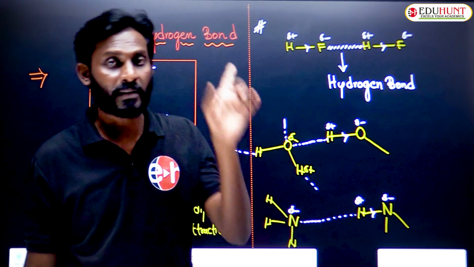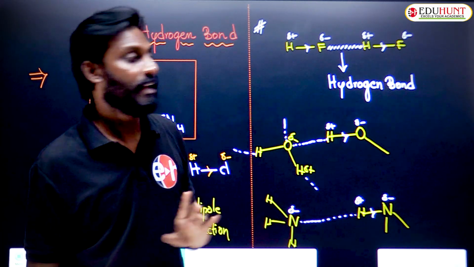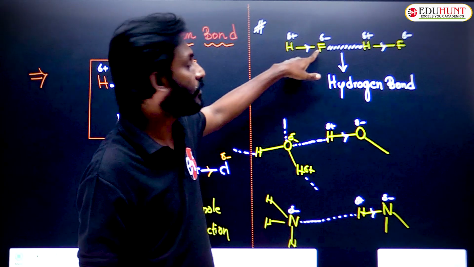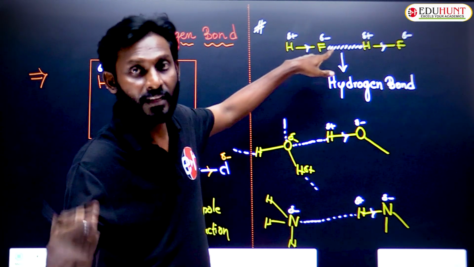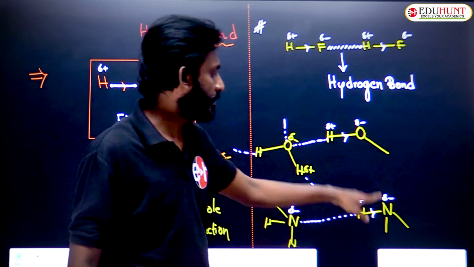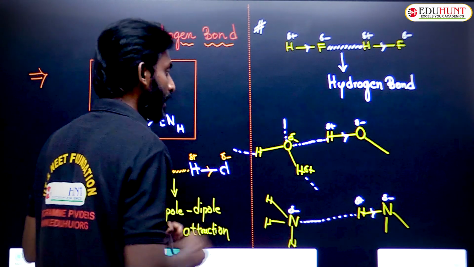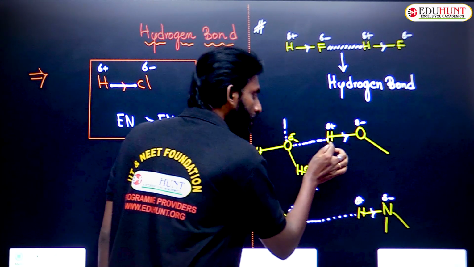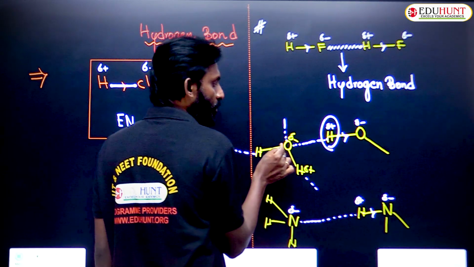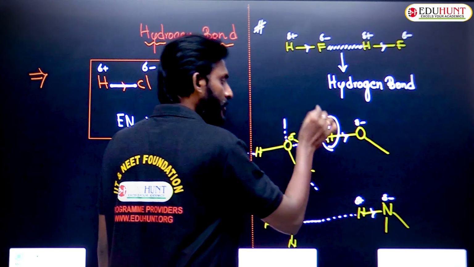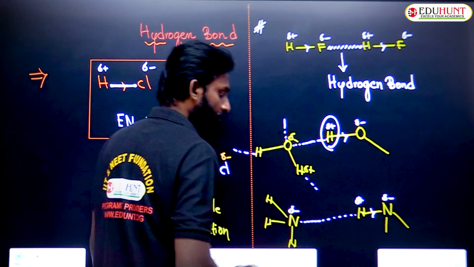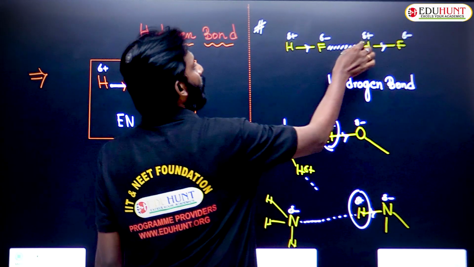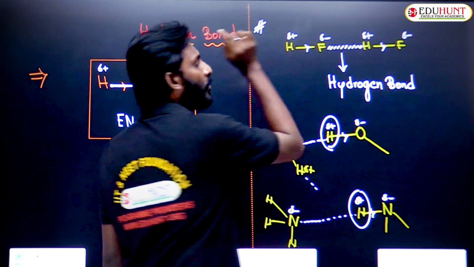See, in every case, this is a must: hydrogen with partial positive charge, and a partially negative charged, more electronegative atom like fluorine, oxygen, nitrogen. Here, the hydrogen bond is present between partially positive charged hydrogen and more electronegative oxygen, partially positive charged hydrogen and more electronegative nitrogen, and partially positive charged hydrogen and more electronegative fluorine.